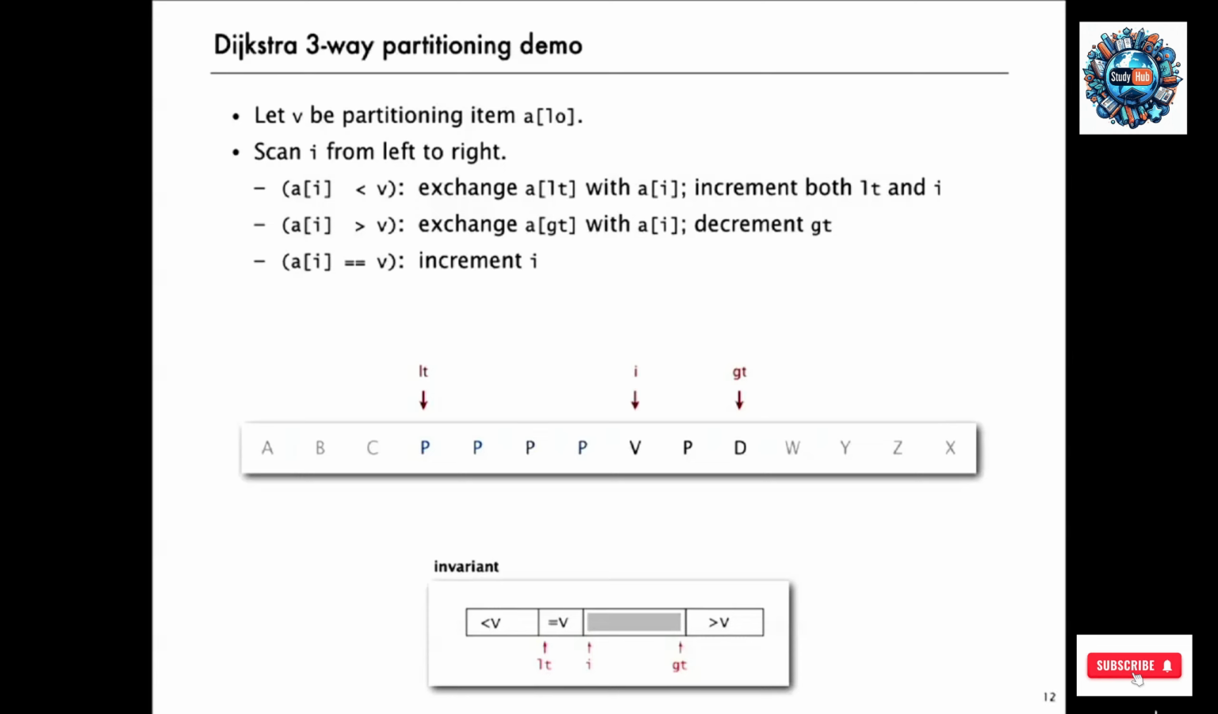And now one more time, and now it's pointing to one that's greater. So we exchange that with GT and decrement GT, and I's pointing to the one that was there, and that one's smaller. So we exchange it with LT and increment both I and LT. And now we're at a point where the pointers have crossed, I and GT have crossed. There's nothing that we haven't examined yet. So our partitioning is complete.